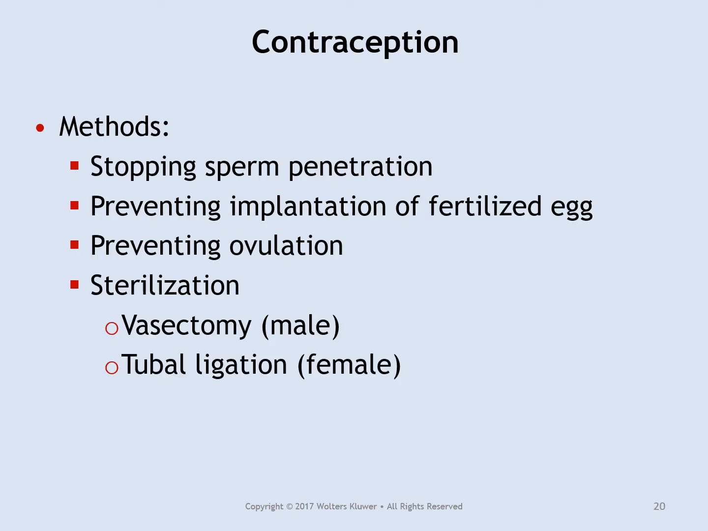So if a person decides they don't want to have a child, or a woman in this case decides she doesn't want to have a child, there are several methods. You can stop the sperm from getting to the ovum. You can prevent an ovum from implanting in the uterus. You can prevent ovulation altogether, and you can sterilize. In a male, that is the vas deferens being cut in a vasectomy, and in the female, a tubal ligation, or the uterine tube being cut.